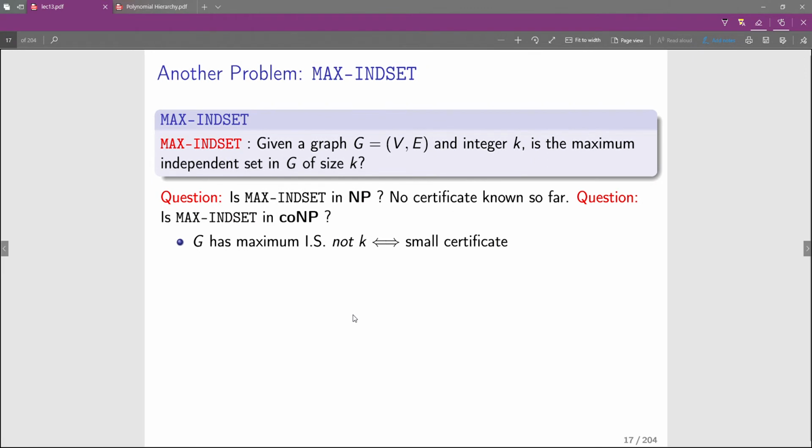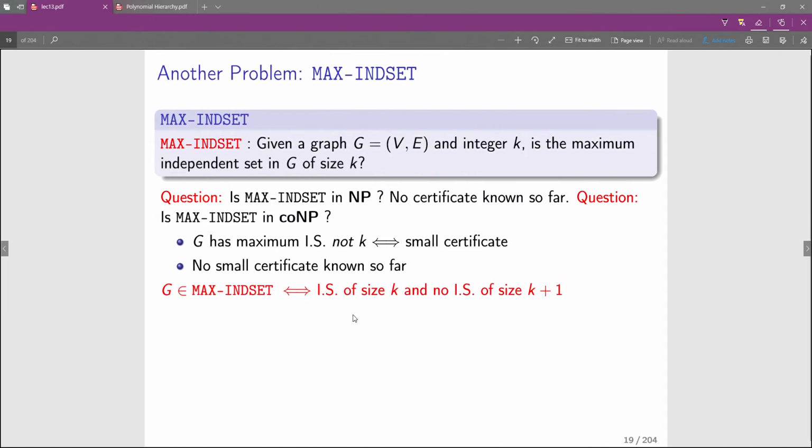Well, the co-NP would be G as a maximum independent set, not K. So for co-NP also, you cannot find a certificate, right? So G belongs to maximum independent set means an independent set of size K and no independent set of size K plus 1, I mean greater than K. Why do we just need to check for size K plus 1? K is the maximum and there shouldn't be an independent set of size greater than K.